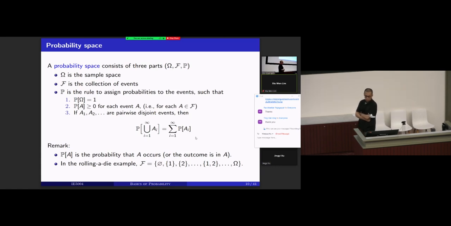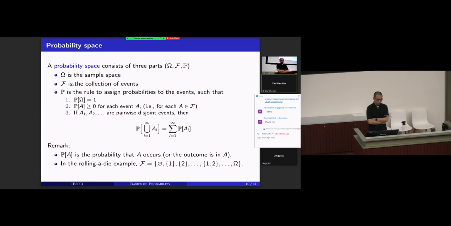Again, a probability space has three parts: a sample space, a collection of events, and a rule. The rule is called a probability. Maybe I will give you a side comment, because some of you may be confused about why we bother to introduce this F, which is a collection of events. If probability can be defined for any set of outcomes, then why bother to collect them together? By default, it's there, right?